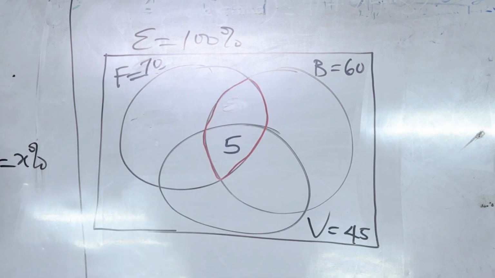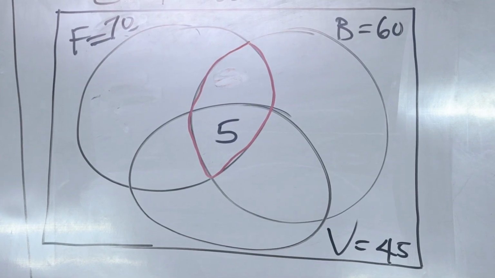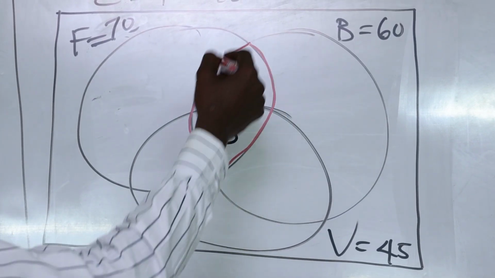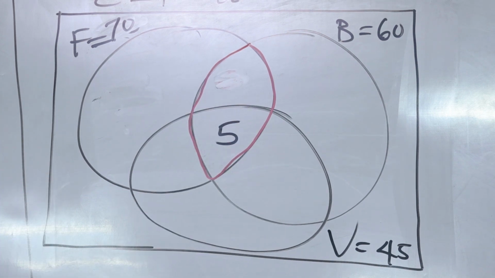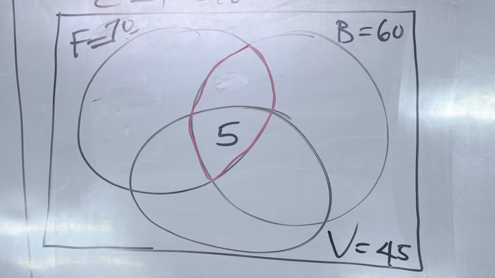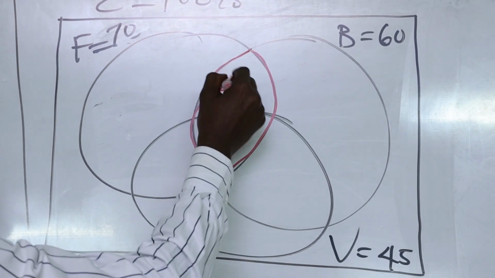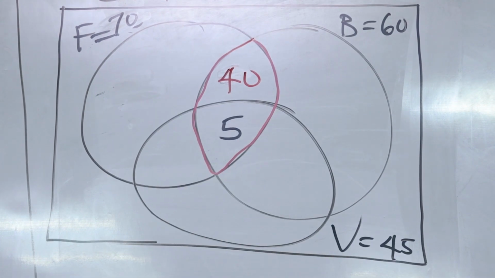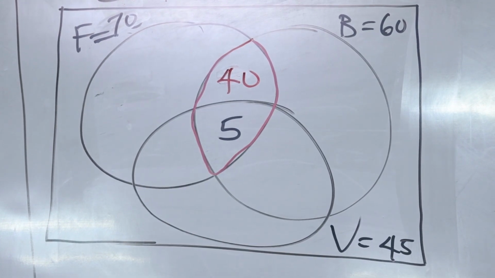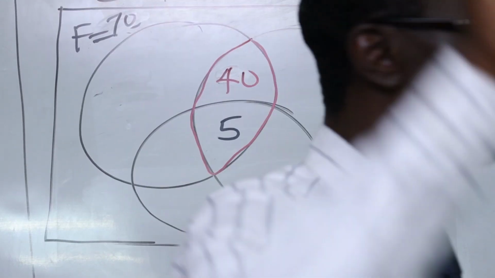Look at your diagram very well. You will agree with me that this is football intersection boxing. Yes or no? Yes, sir. But out of the intersection, something has been cut off. What is it? 5. And they said football intersection boxing is 45. So if the total is 45, this way should be 40. Please, have I communicated? Yes, sir.